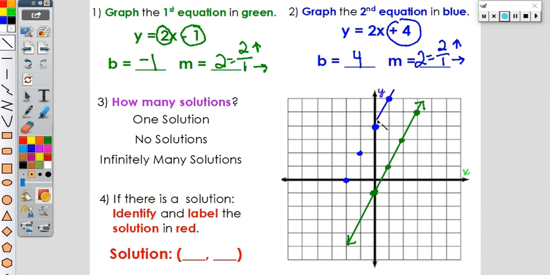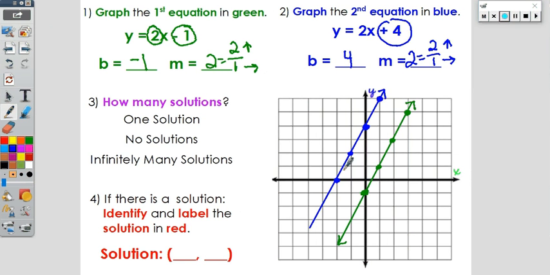Now hopefully you notice that these two lines here are parallel. Parallel lines will never intersect. Lines that are parallel and never intersect will have no solutions because they'll never have any ordered pairs in common.